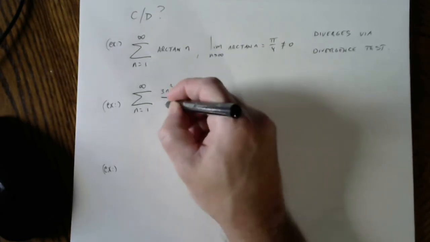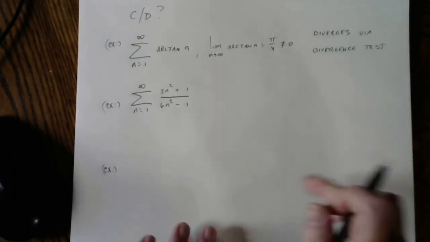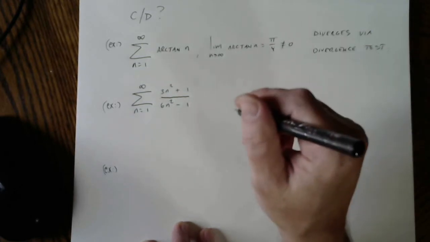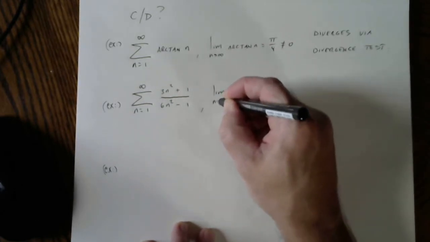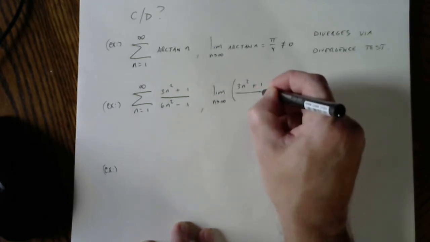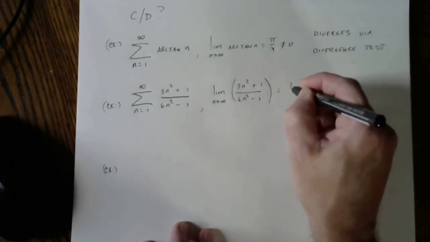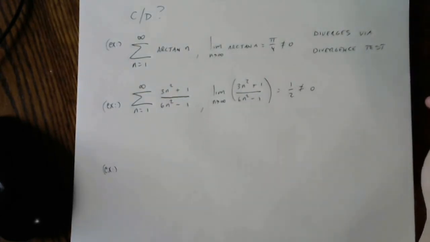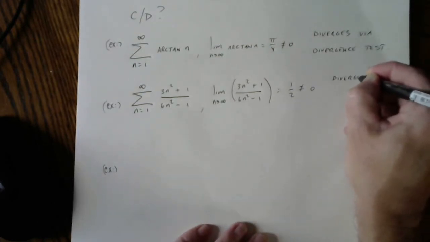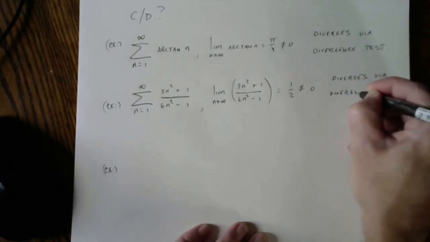This is pretty much the first example. But I look at this immediately and I see the limit of the summands is 3 over 6, which is a half, which is not 0. That's 3 over 6. I'll just cut to the chase. That's a half. That's not 0. So again, this diverges via the divergence test.